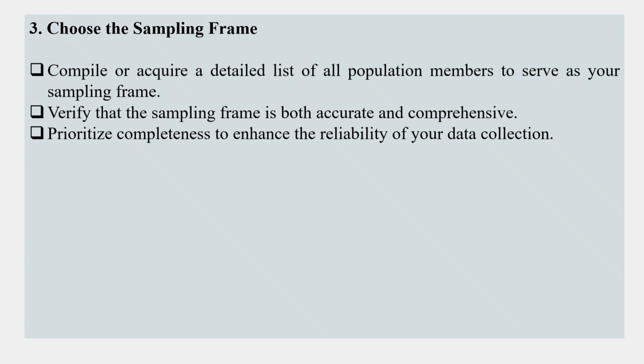Then prioritize completeness. A comprehensive sampling frame increases the chance of selecting a representative sample, improving the validity of your results. Then why is it important? A well-chosen sampling frame is the foundation for effective sampling. Poor frames lead to biased or unreliable data.